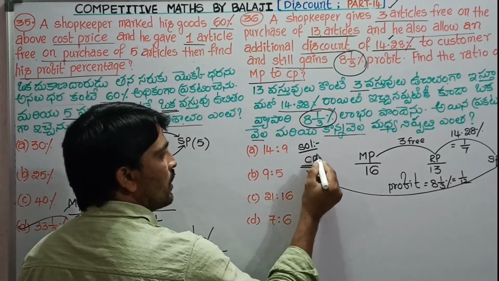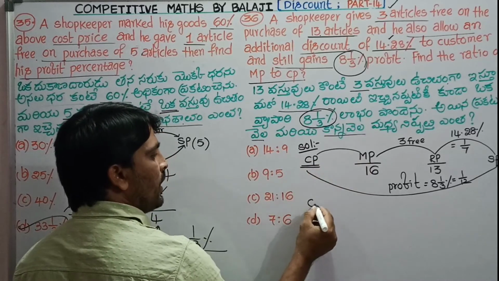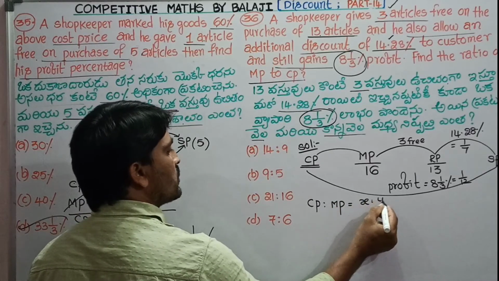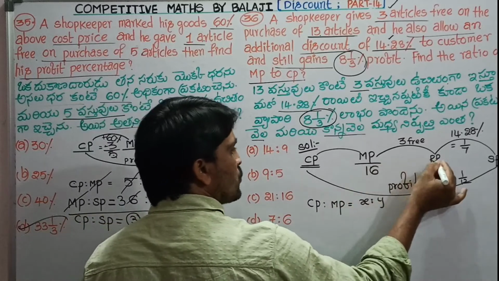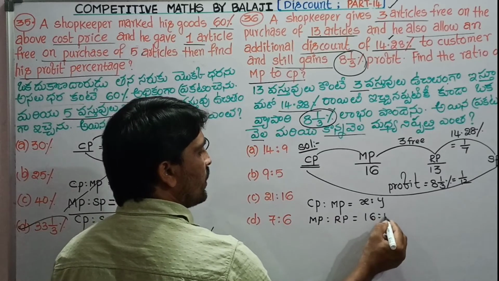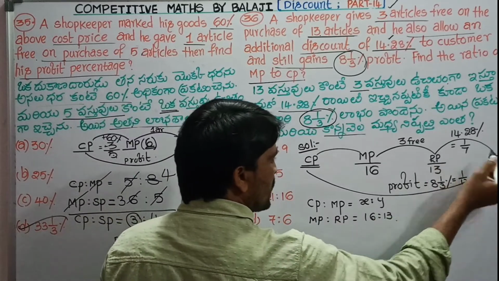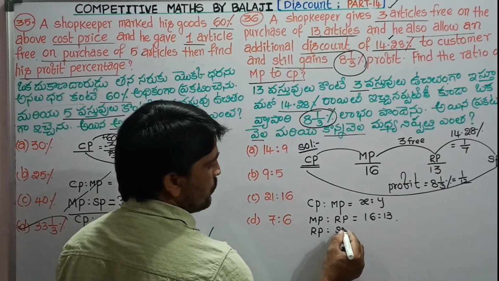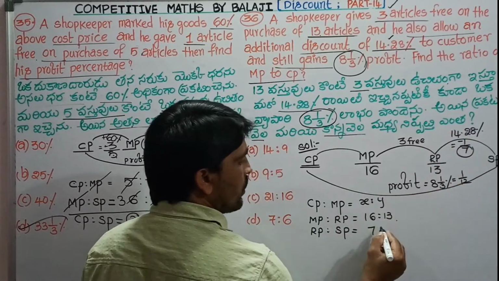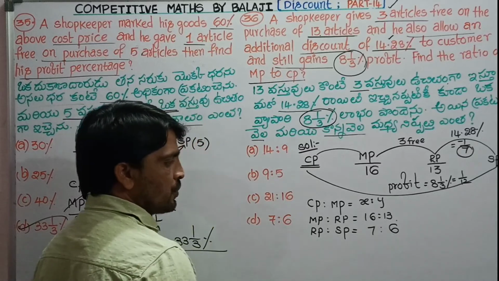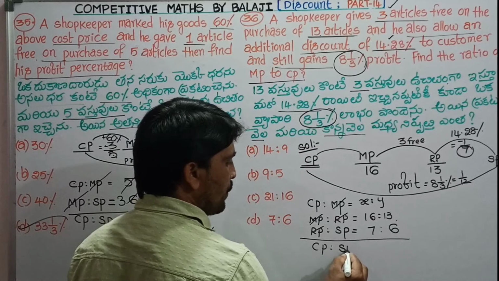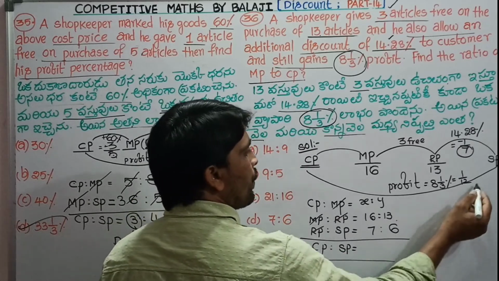Now, let us suppose the cost price to market price ratio be X is to Y. And the market price to reduced price ratio is 16 is to 13. And the ratio of reduced price to selling price: if reduced price is 7 units, then there is 1 unit discount on this reduced price, so selling price is only 6 units. The net effective ratio is cost price to selling price, where profit is 1 by 12.